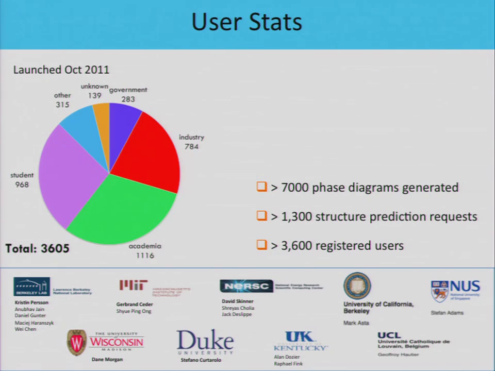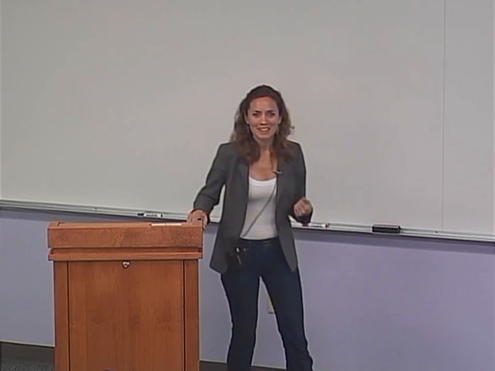This is what it looks like right now. We launched in October 2011. We have 3,600 users registered. And I'm hiring a web developer. She's coming in a few weeks. When we told her that we had 3,600 users, she looked a bit disappointed because she comes from the world of Twitter and so on. But for the scientific community, this is pretty good.